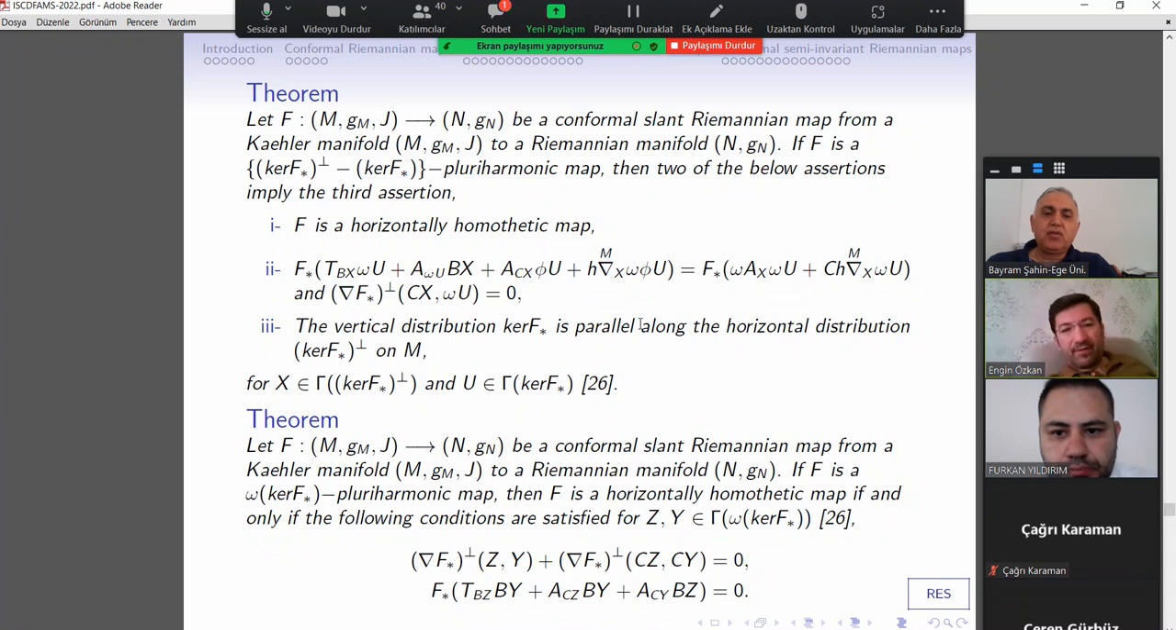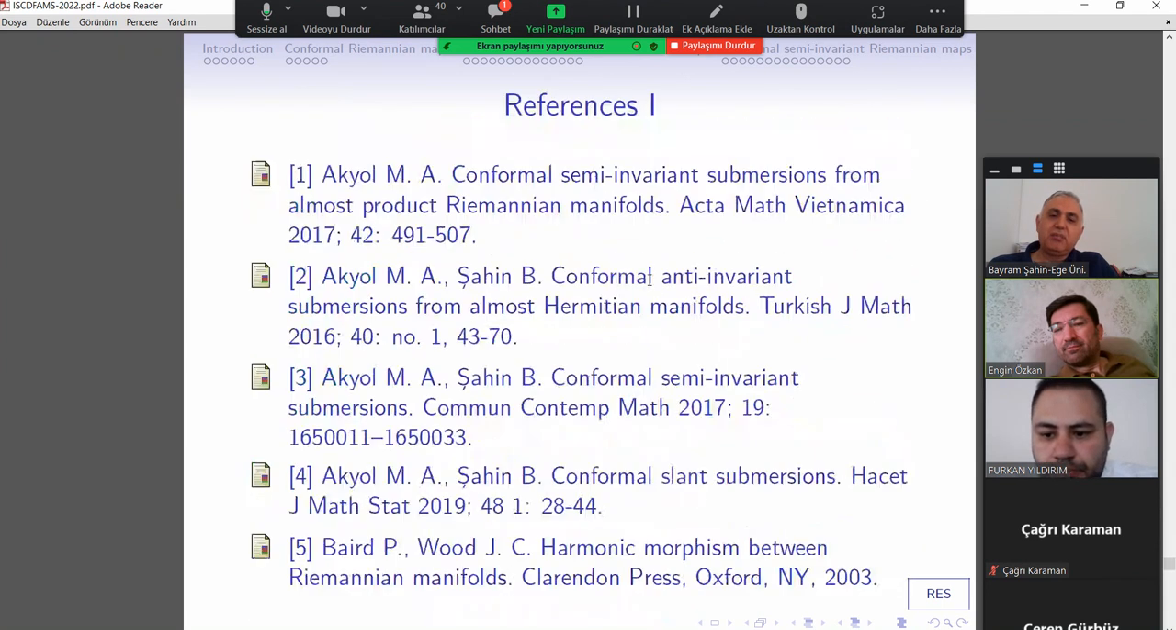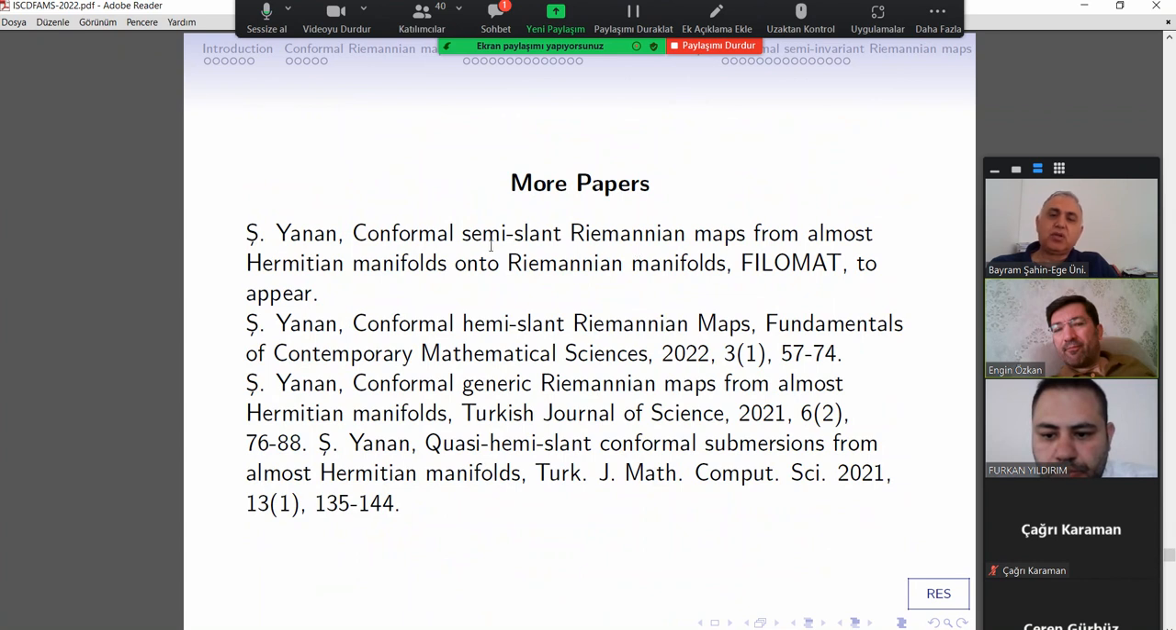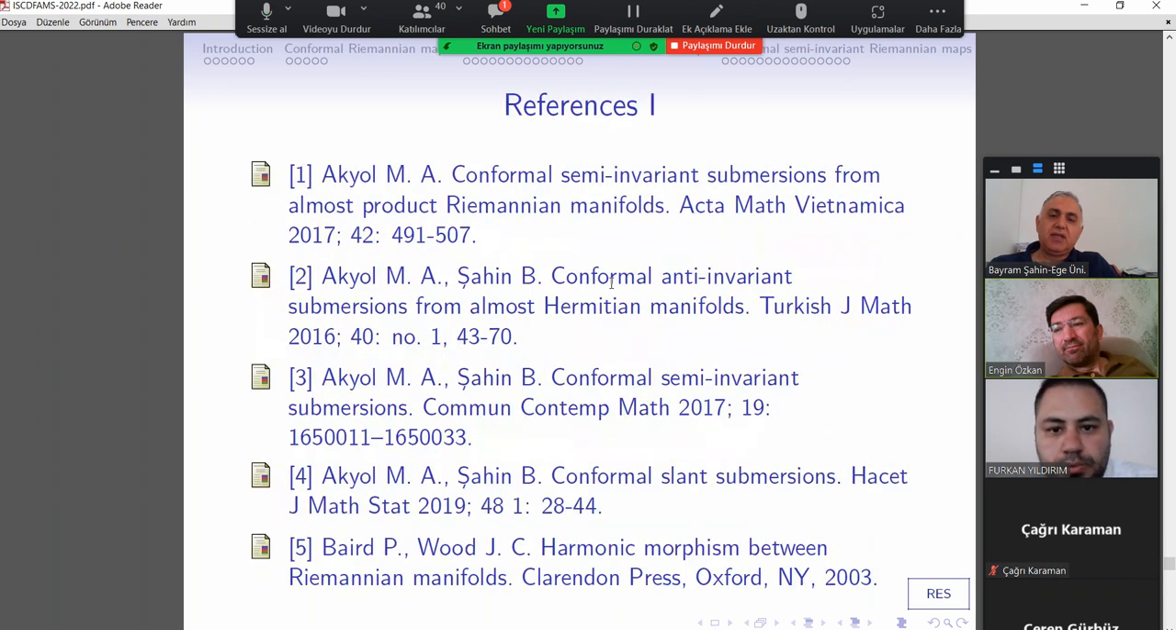Professor Özkan, maybe I should add this. All these materials can be found in the PhD thesis of my former PhD student, Şener Yanan. The results I presented here can be seen in his PhD thesis. He also obtained some more results about these topics, and you can see them here. And let me show my references. These are the references.